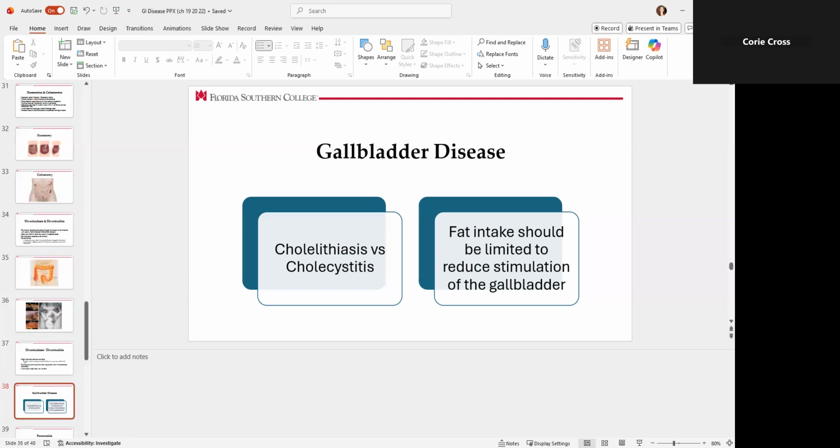These patients can experience abdominal pain, nausea, vomiting, jaundice, fever, fat intolerance, and flatulence. Symptomatic patients are instructed to limit their fat intake, and many can benefit from decreasing their intake of foods that are spicy, high fiber, and gas producing. Also, if someone is symptomatic with cholelithiasis, surgical removal, which is a cholecystectomy, might be necessary.